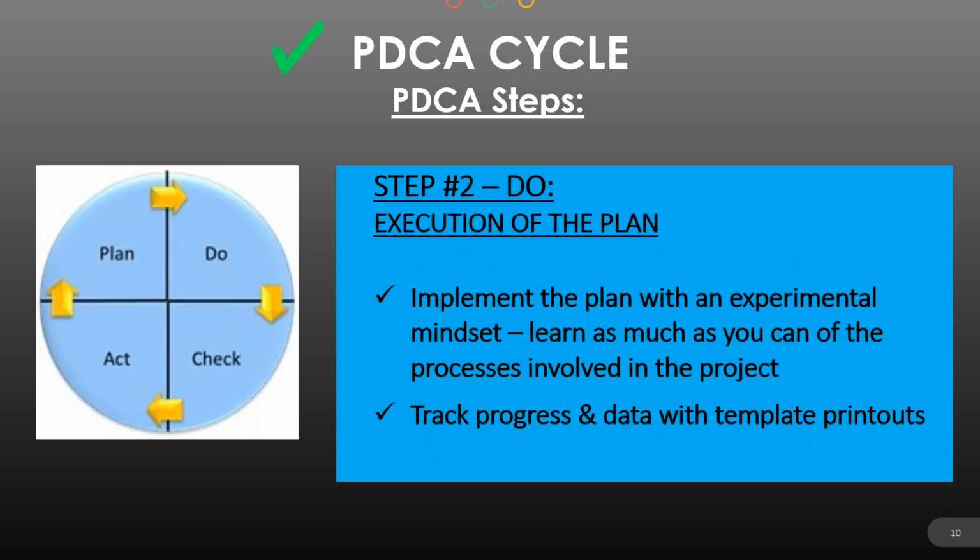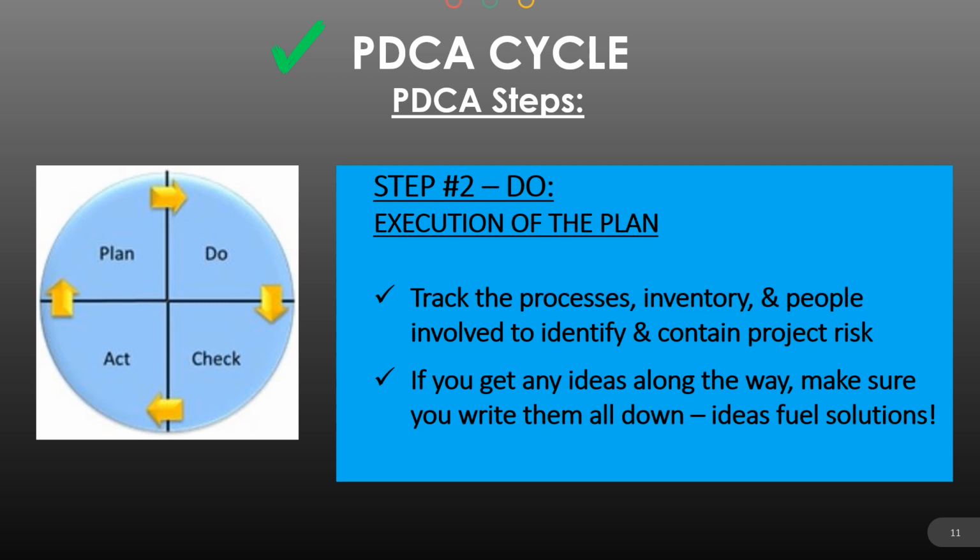Step 2. Do. The execution of the plan. Implement the plan with an experimental mindset. Learn as much as you can of the processes involved in the project. Track progress and data with template printouts. Track the processes, inventory, and people involved to identify and contain project risk. If you get any ideas along the way, make sure you write them all down. Ideas fuel solutions.